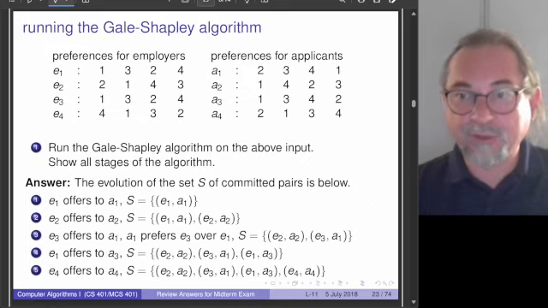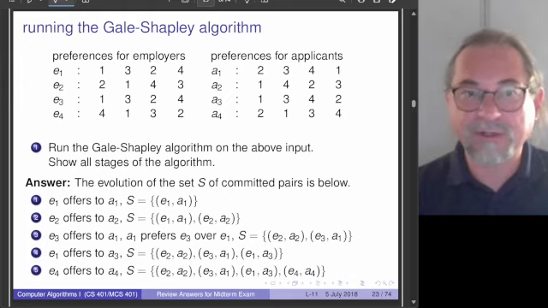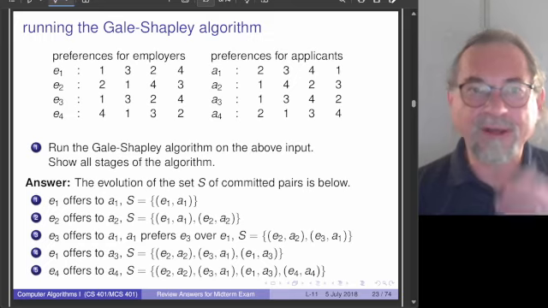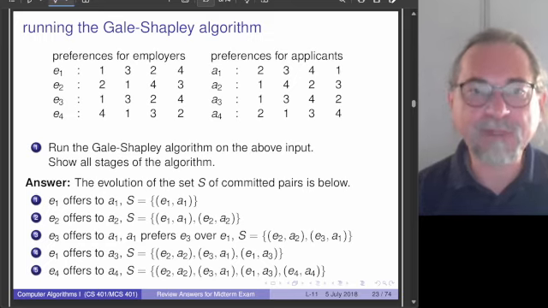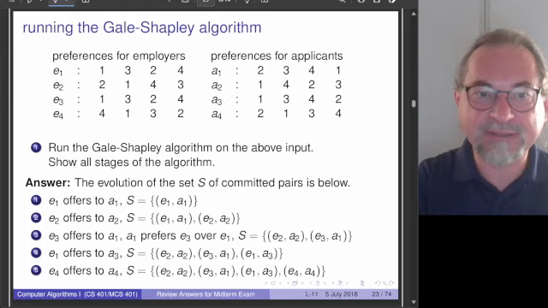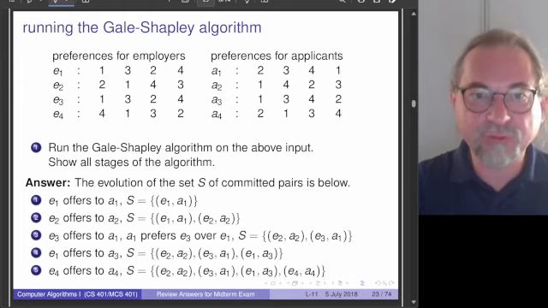Then the first employer is again free. We could have continued with employer 4. It most likely would not have mattered here, but we take the first employer that is free. Employer 1 has already offered to 2.